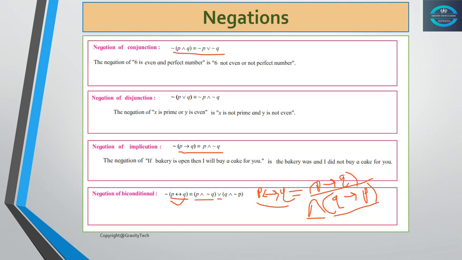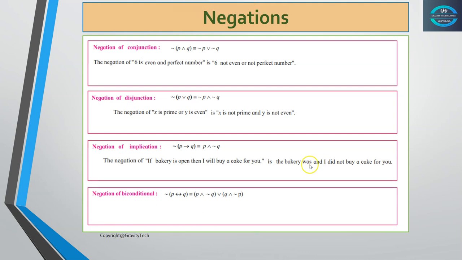So similarly when we say Q then P, the negation of Q implies P will be Q and negation of P. So this is how it is. You can prove it. So remember, the negation of P if and only if Q, meaning double implication, is P and negation of Q, or Q and negation of P. Right. Let's take an example.